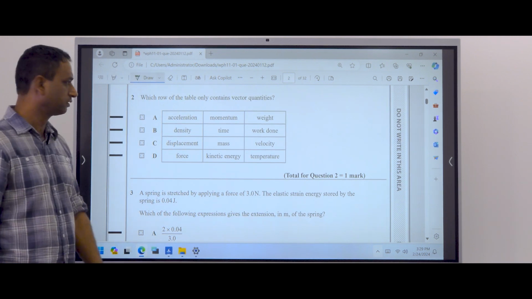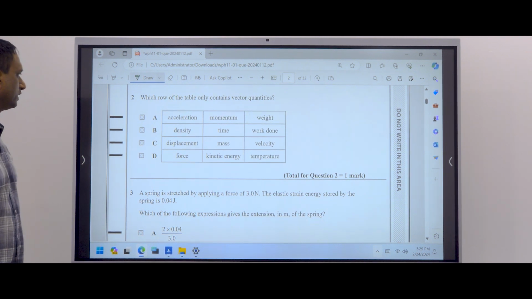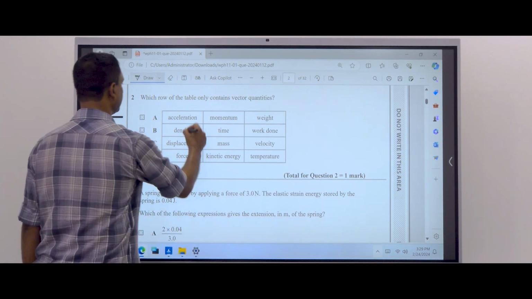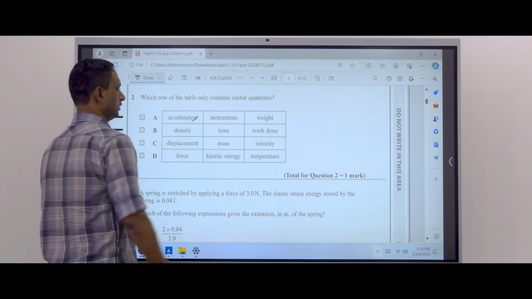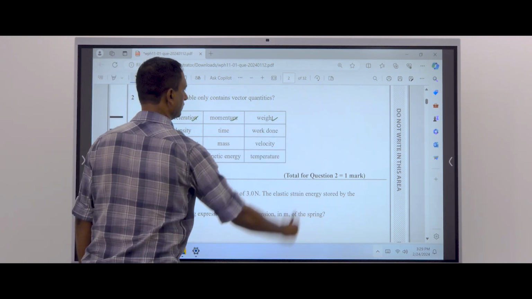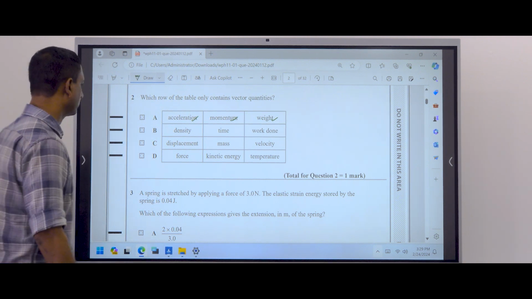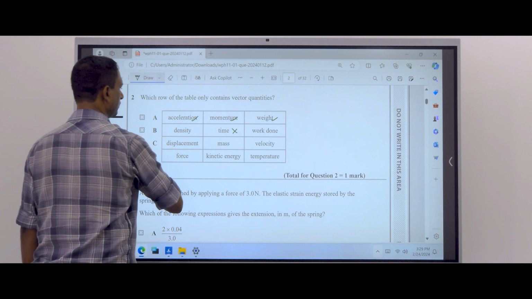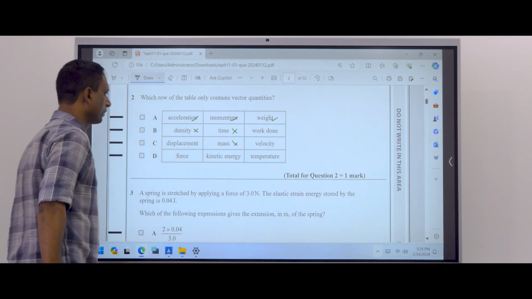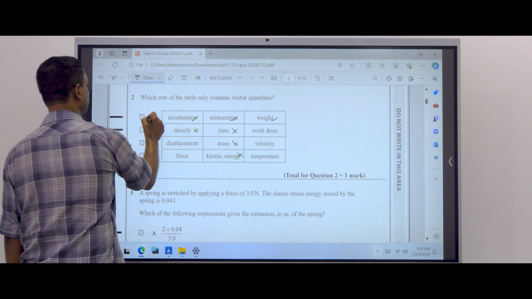Second question they ask, which row of the table only contains vector quantities? We will check first on acceleration is a vector quantity, momentum is a vector quantity, weight is a vector quantity. Then we check the other answers. Clearly we know time is not a vector quantity, density no, mass is no, the energy is not a vector quantity. Then answer is A.